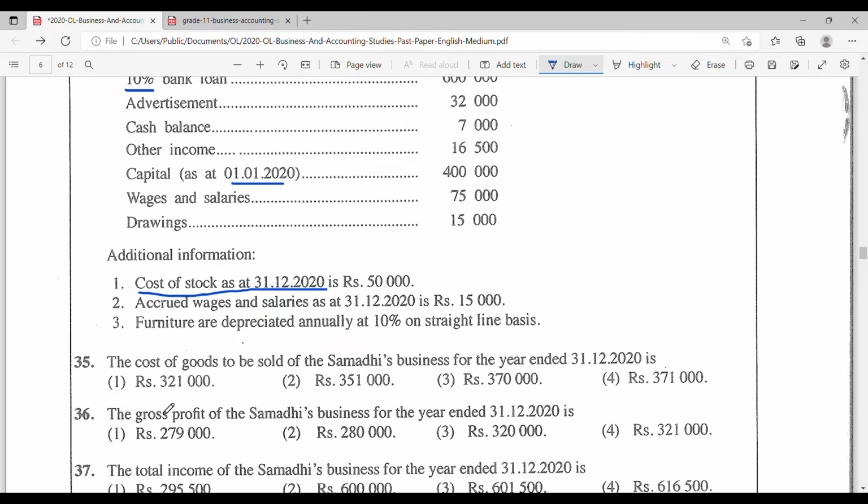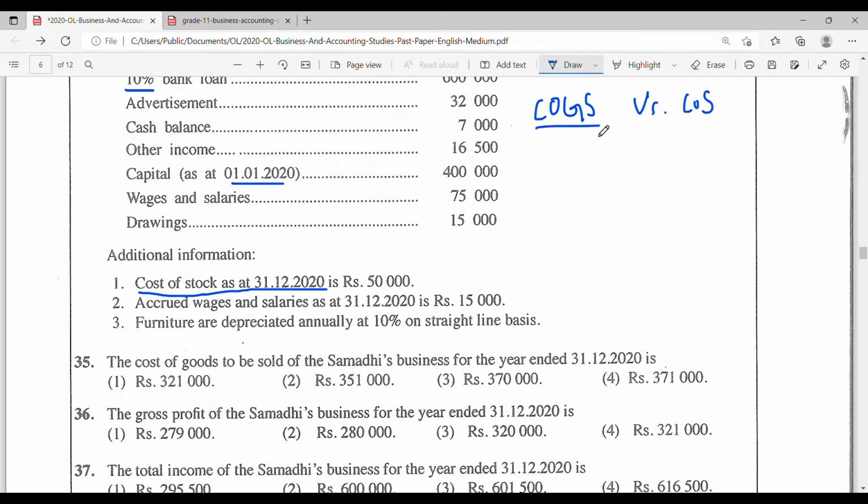Question 35. The cost of goods to be sold of the Samadhi's business for the year ended 31st December 2020 is. Now they want you to find the cost of goods to be sold. What do you mean by cost of goods to be sold, and what is the difference between cost of goods to be sold and cost of sales? Cost of goods to be sold versus cost of sales.